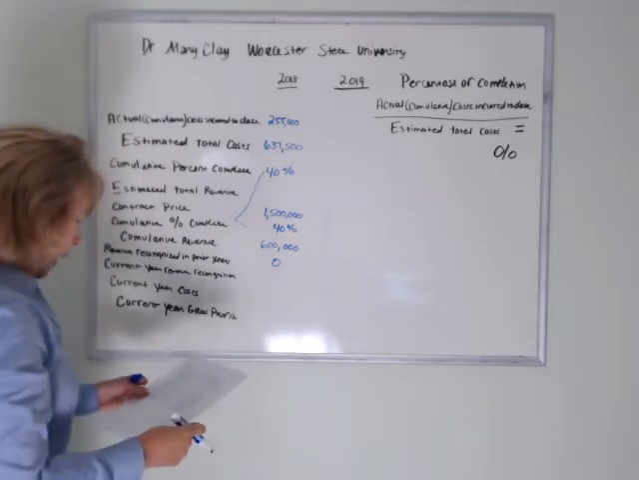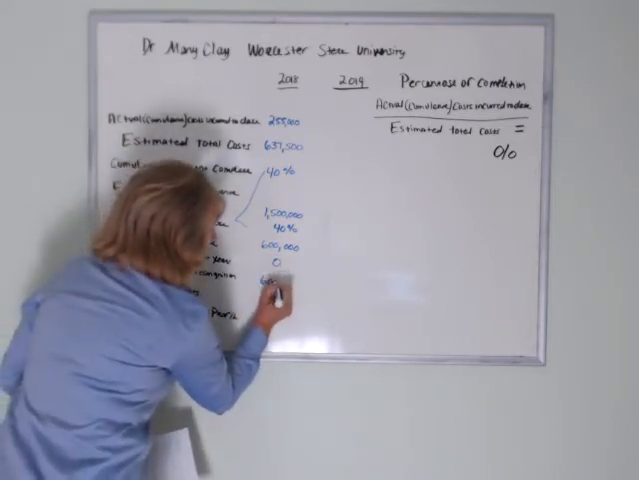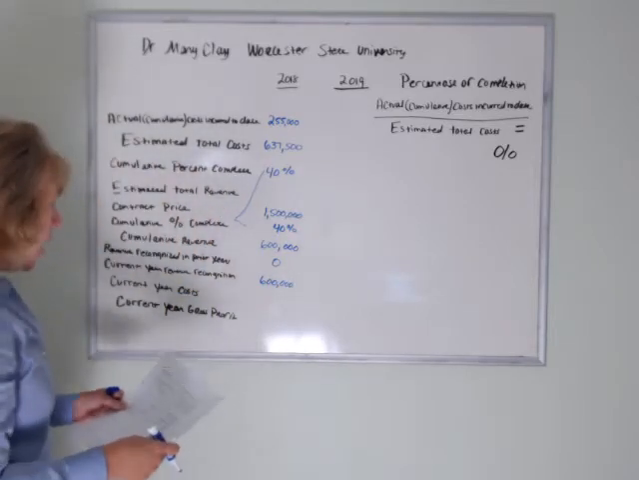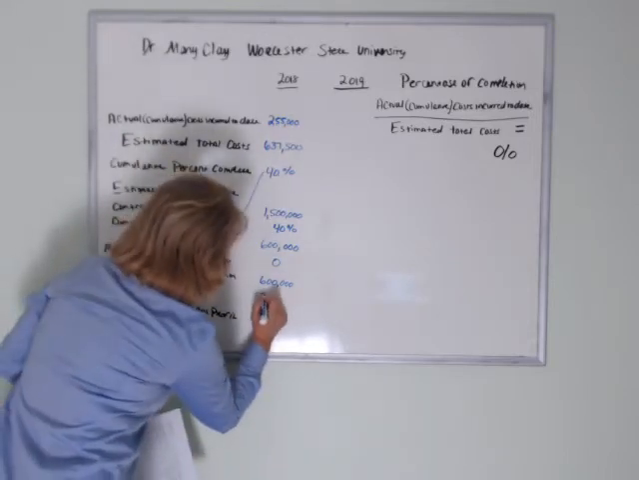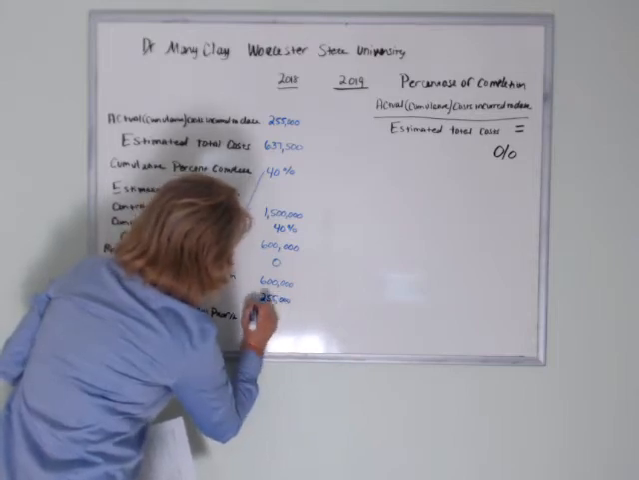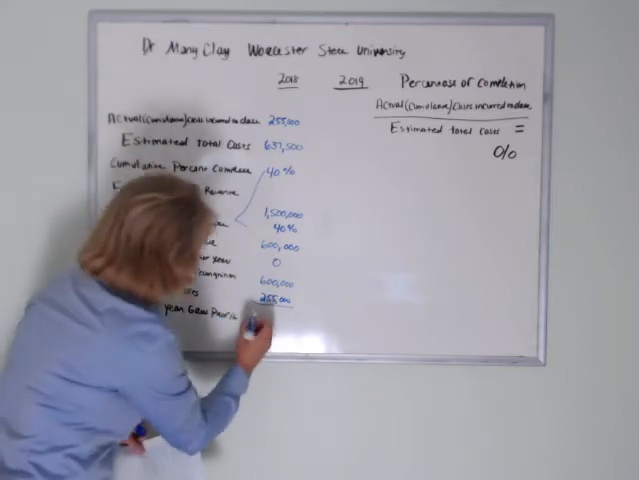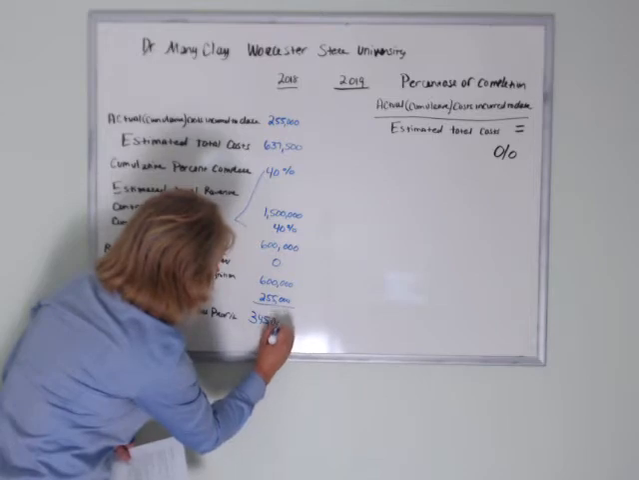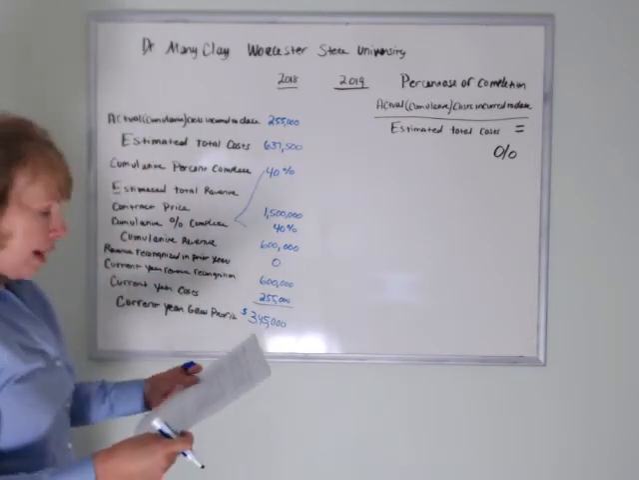Current year revenue recognition, it's the first year, so it's exactly the same, 600,000. Current year costs, we're just going to bring this number down, 255,000. So your revenue minus your current year costs gives you your gross profit for 2018, which is $345,000.